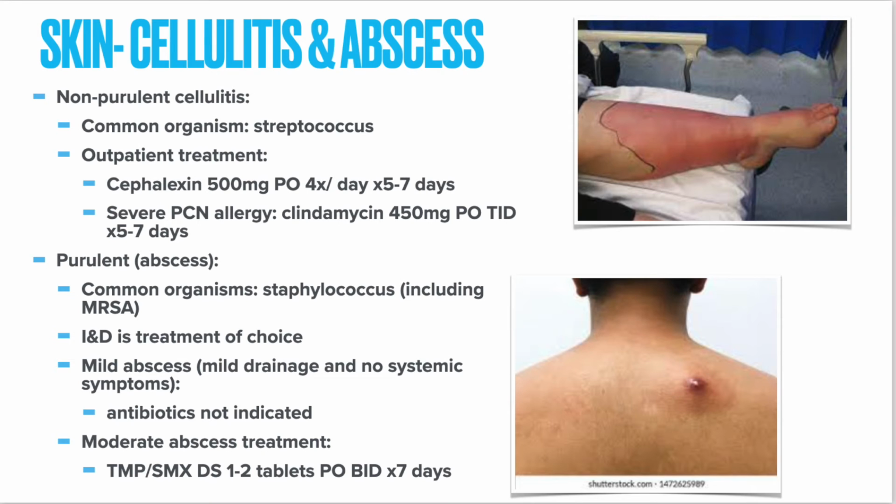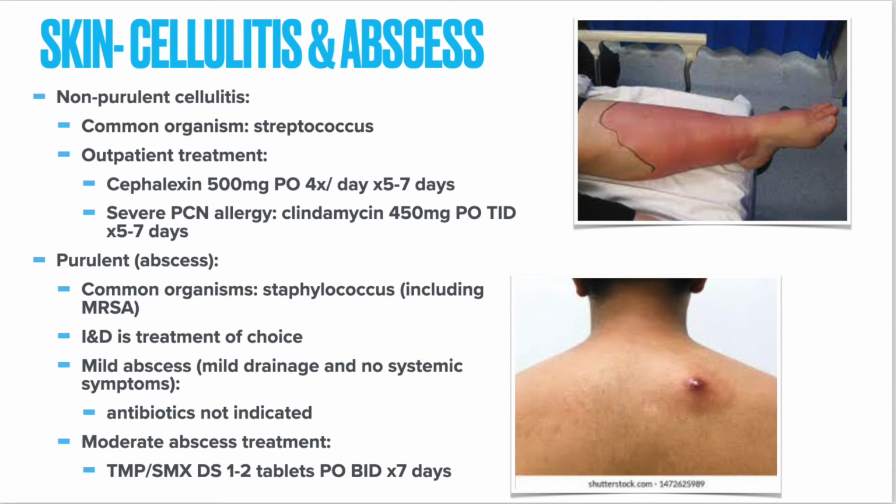All right, so for the last group, I will be discussing skin infections and indications for antibiotics. So there are a few definitely worth mentioning. First up is cellulitis with and without an abscess present. So for those patients with non-purulent cellulitis, the most common organism is Streptococcus. First-line treatment for this is going to be cephalexin 500 milligrams by mouth 4 times a day for 5 to 7 days. And then if they have a severe penicillin allergy, then clindamycin is another alternative.